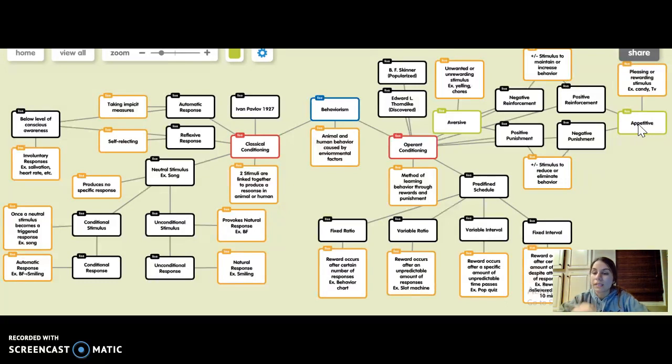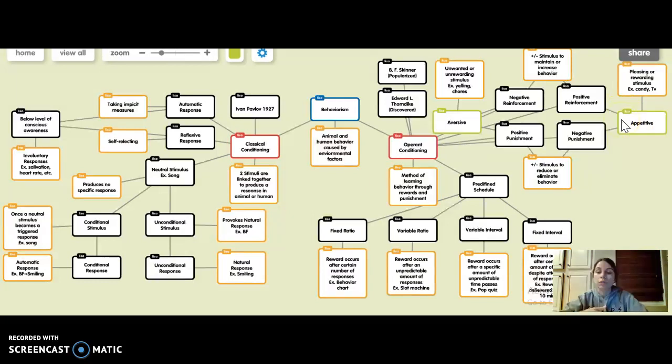So appetitive is a stimulus, right? Remember that appetitive is a stimulus. So when a positive reinforcement occurs and a negative punishment occurs, they use a stimulus that is pleasing or rewarding. So some examples of this, positive reinforcement.